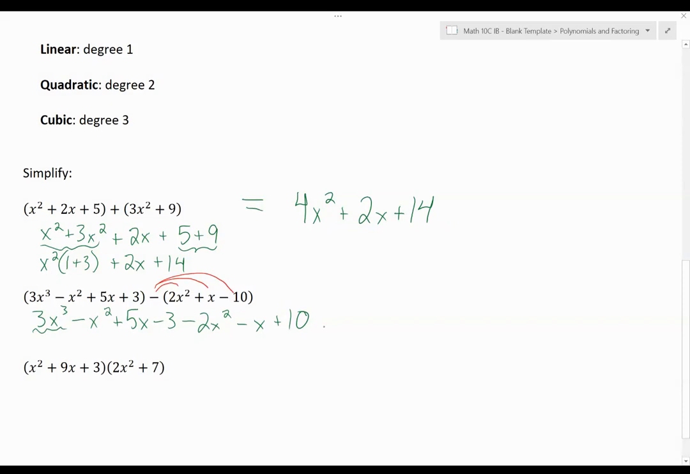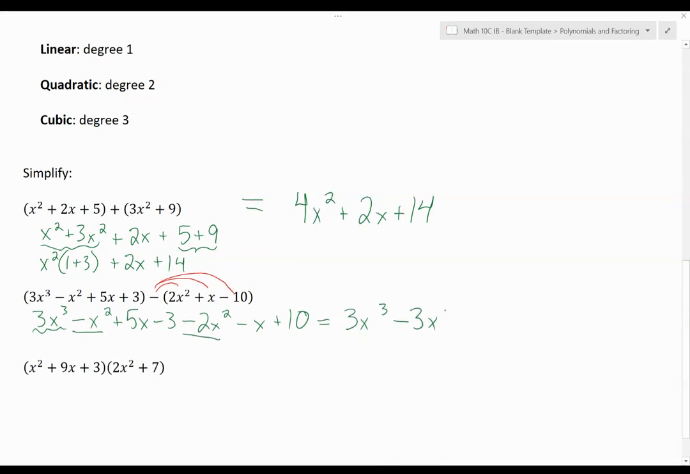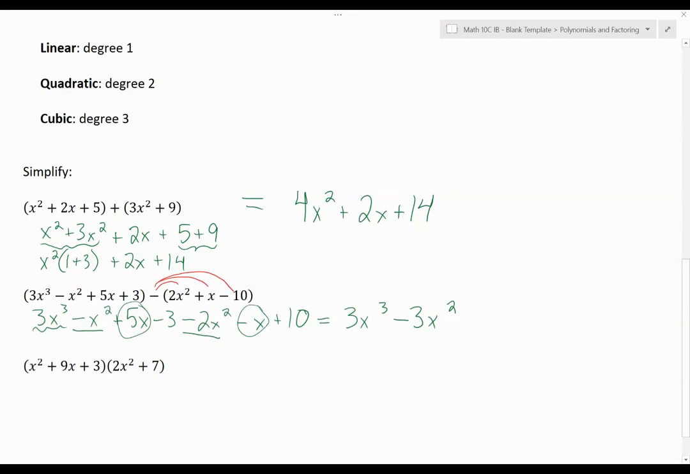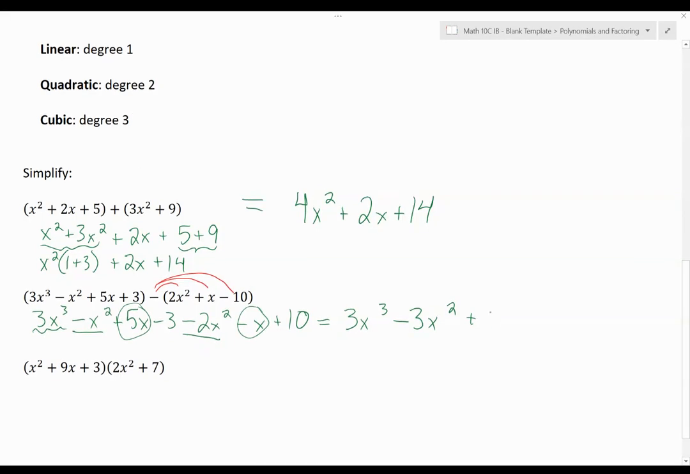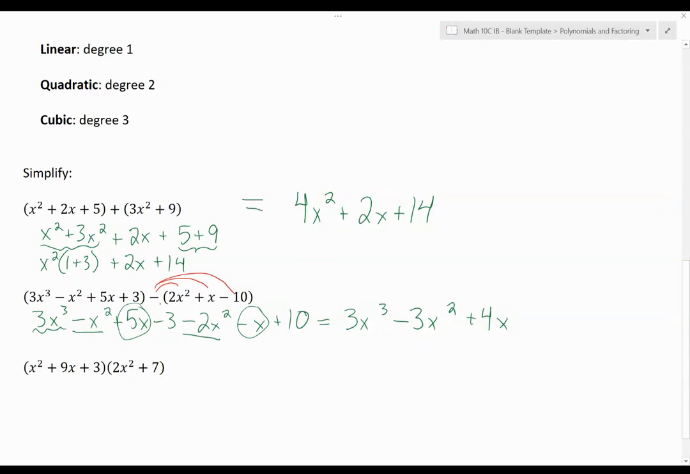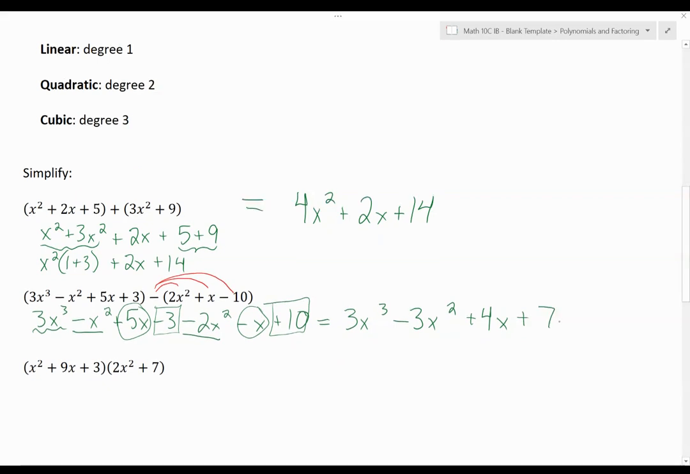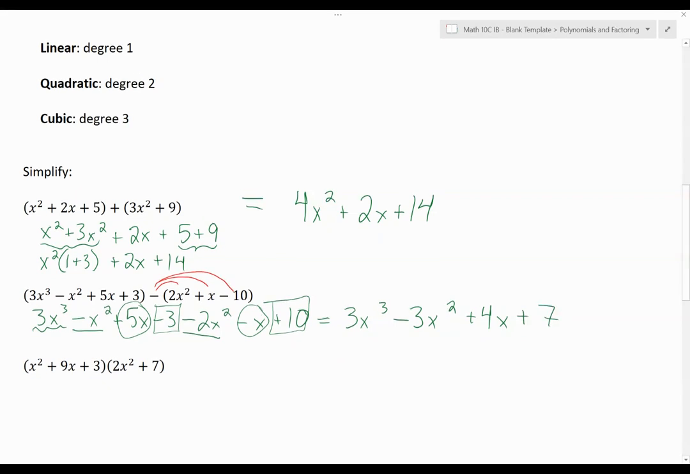I only have one cubic term, so 3x cubed. Quadratic terms, I have minus x squared and minus 2x squared, which means I have minus 3x squared. Linear terms, I have plus 5x minus x, which leaves me with plus 4x. And then constant terms, I have minus 3 plus 10, which leaves me with plus 7. So this is the simplified polynomial.